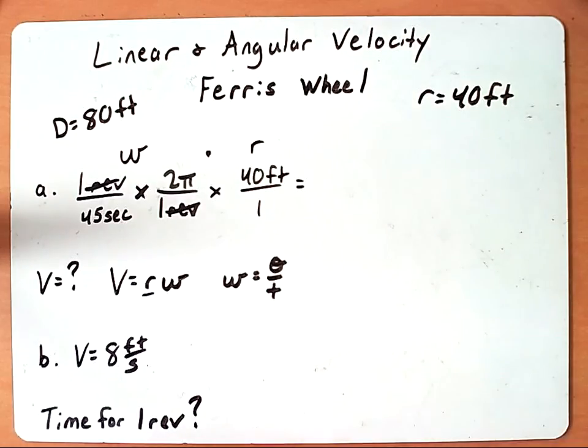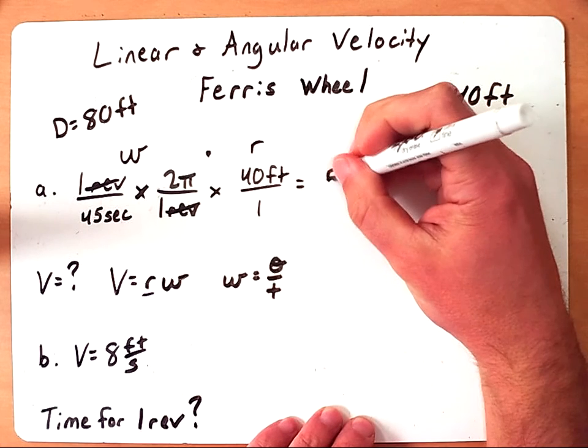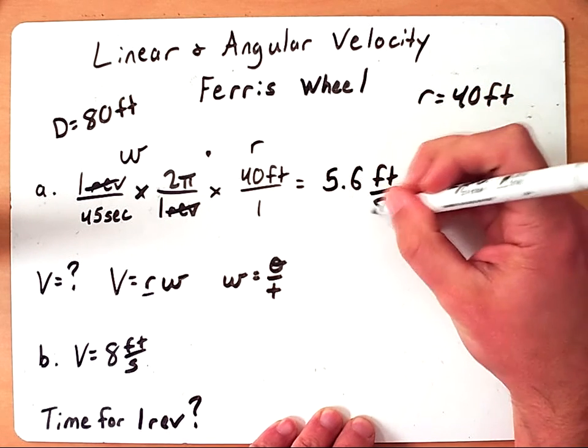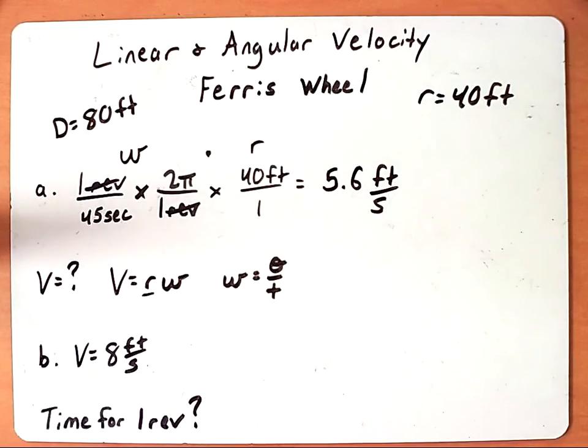If you punch that in your calculator, 2 pi times 40 divided by 45, this is going to give you 5.6 feet per second. So our Ferris wheel is going around at 5.6 feet per second. That is its linear velocity.